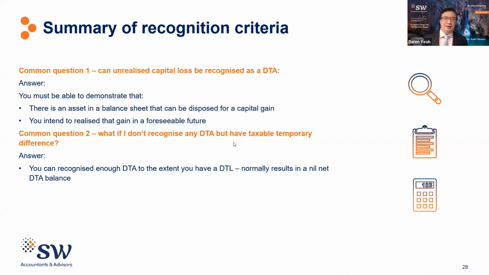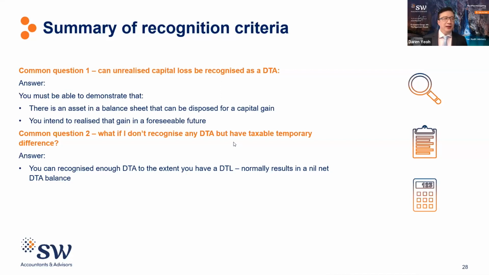Because it's an unrealized capital loss, you need to demonstrate two things. One is you have an asset in the balance sheet that you can dispose of at a capital gain, and it's probable that you're going to realize that gain in the foreseeable future. So it is a bit hard to demonstrate sometimes. The second one is, I don't recognize anything for DTA, temporary difference. I don't recognize anything for losses.